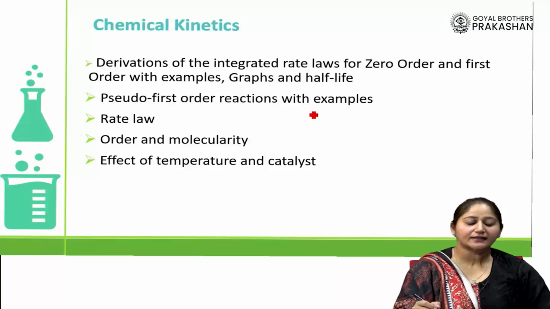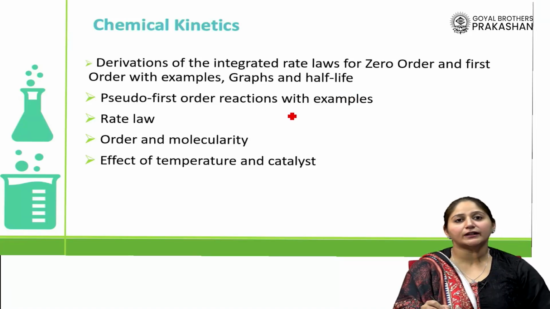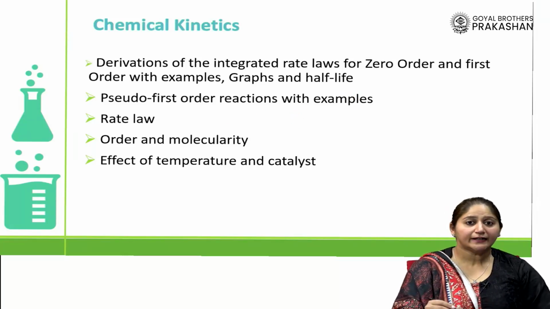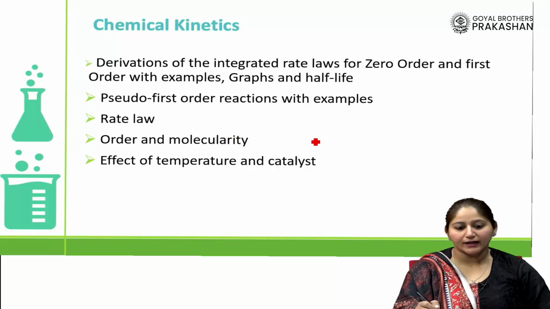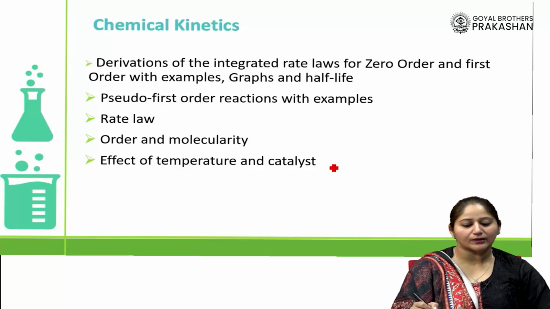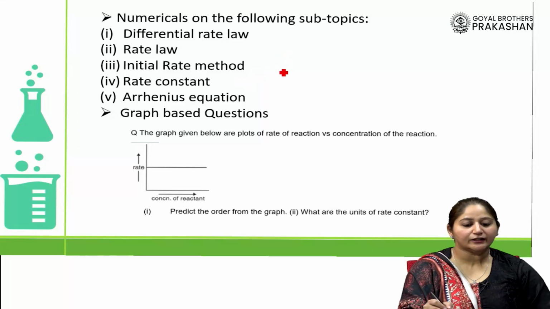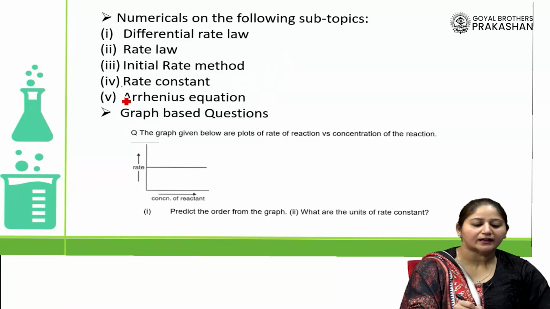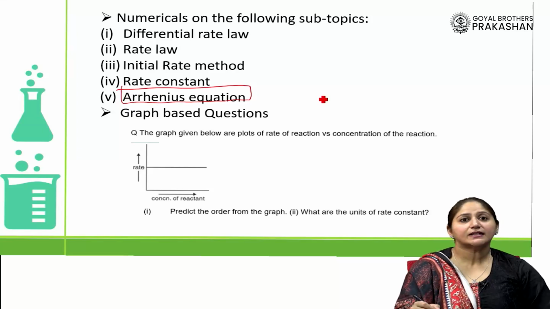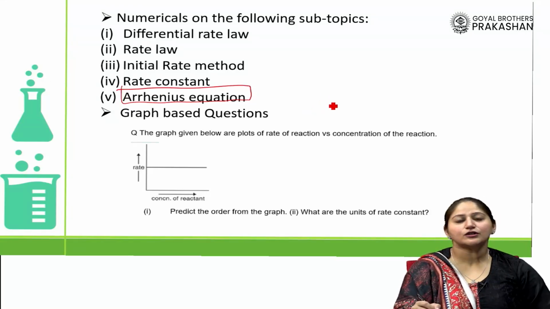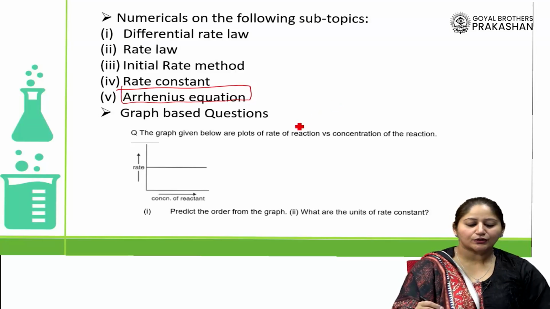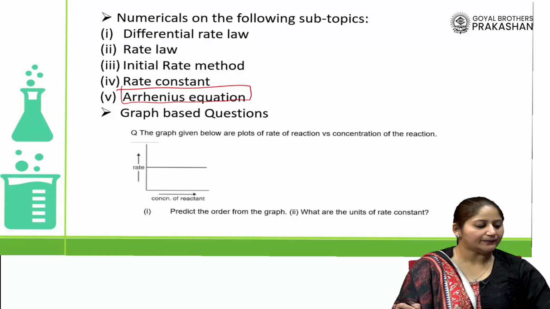Now from chemical kinetics, derivations are definitely very important, mainly for half-lives. Then pseudo first order reaction is important with an example, rate law, how to calculate order and molecularity, and the effect of temperature and catalyst on the rate of a reaction are very important. Activated complex theory is also important. Numericals based on rate law, then the initial rate method, rate constant, and a very important topic is the Arrhenius equation question. It is really important. Graph based questions do come from the chemical kinetics chapter. So for example, one I have shown here on the screen.